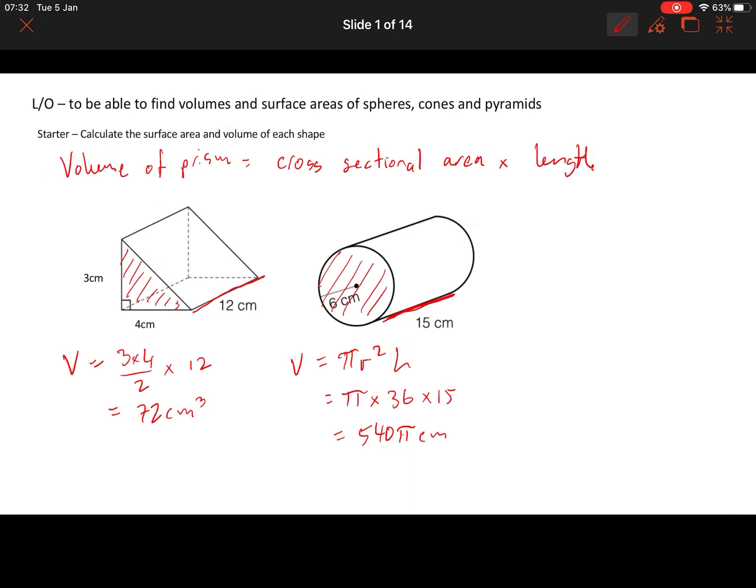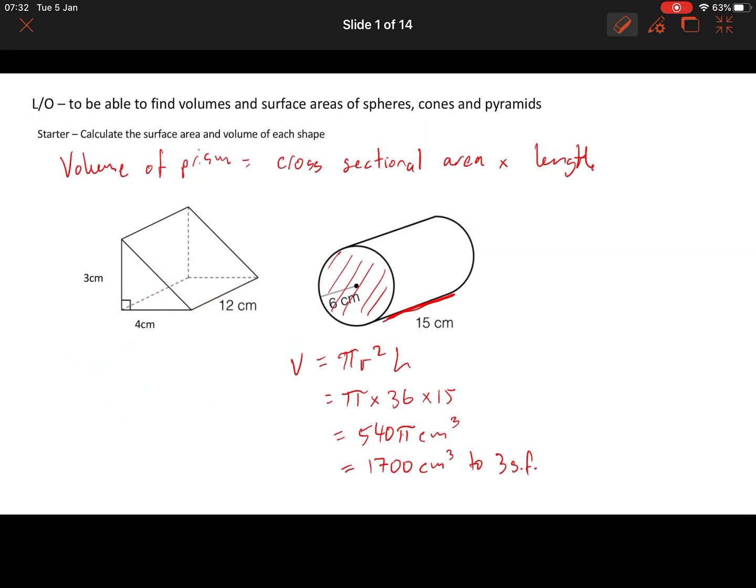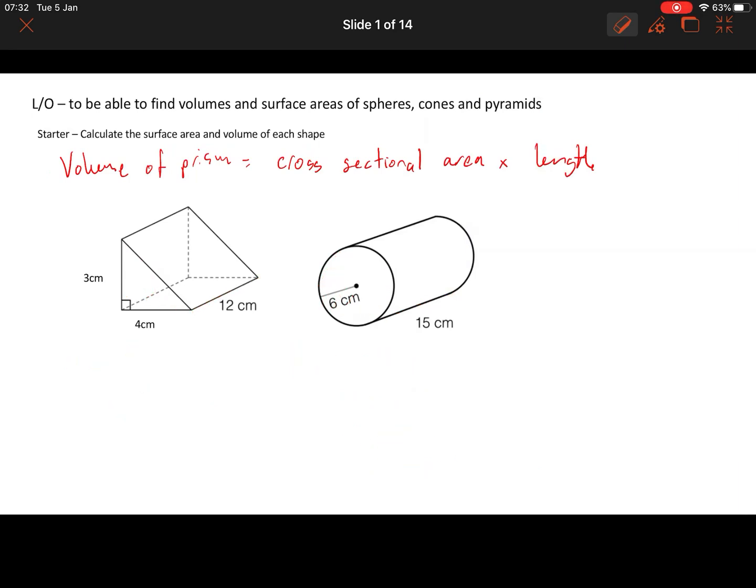540 pi centimeters cubed. Okay, now you can leave your answer in terms of pi here, depending on what the question actually asks you for, or you can use your calculator to do 540 times pi, and then write your answer to 3 significant figures, which will be 1,700 centimeters cubed to 3 significant figures. Okay, so that's volume. Hopefully it should be easy, just using that. They're both prisms, so it should be very straightforward.